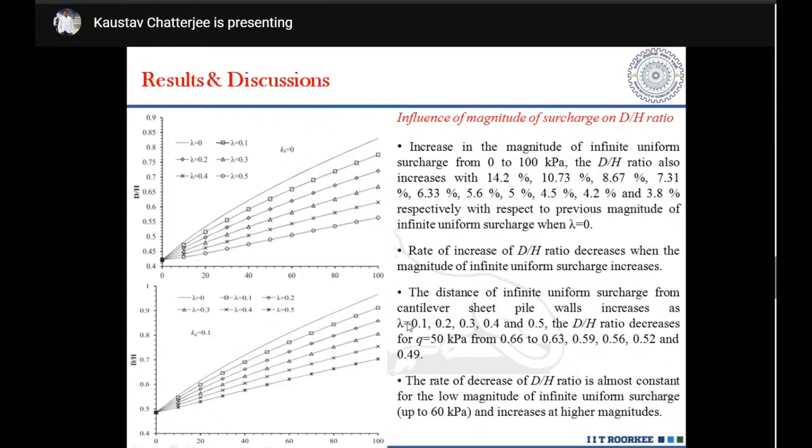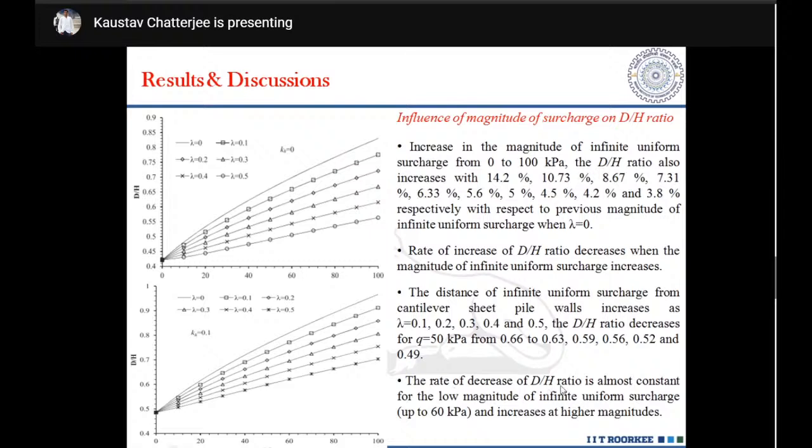That means as the value of lambda increases, as the surcharge is moving away from the sheet pile wall, its effect on the sheet pile wall is being reduced. So correspondingly, my D by H ratio is reducing. And we know that in the case of a cantilever sheet pile wall, the main stability comes from the passive resistance below the dredge level. That is, it derives its main stability from sufficient shear strength. So that's why it does not require that much embedment. So that is what is given over here.